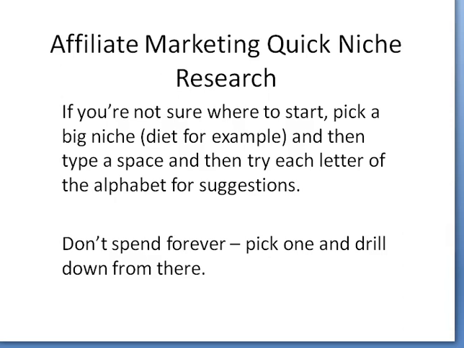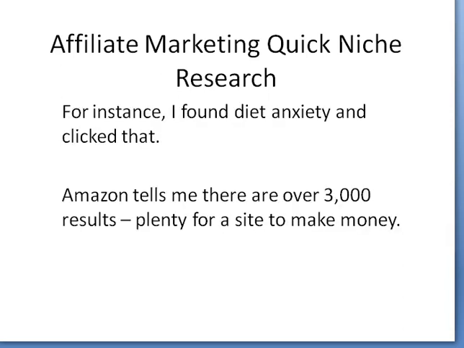Again, don't spend forever on this. Pick one that shows up and drill down from there. So again, if you do diet A, you get all sorts of things come up. Diet B will be different. You can go right the way through the alphabet. You can do numbers as well. So you'd end up with diet 101, that kind of thing. But basically, you get suggestions, and that's the whole idea.